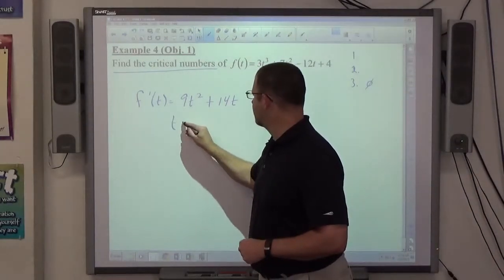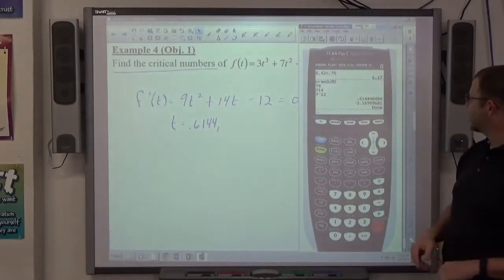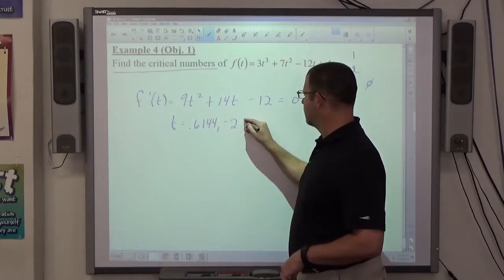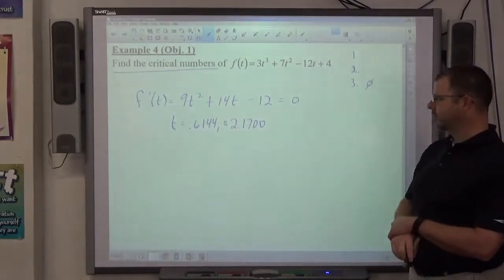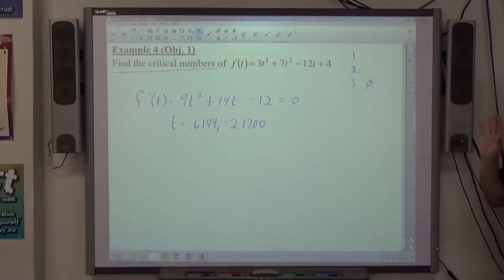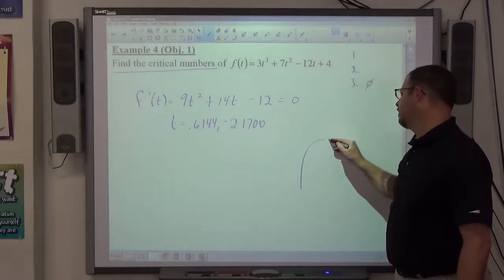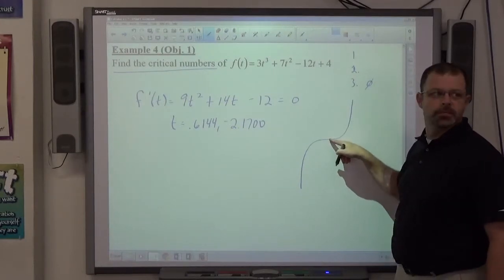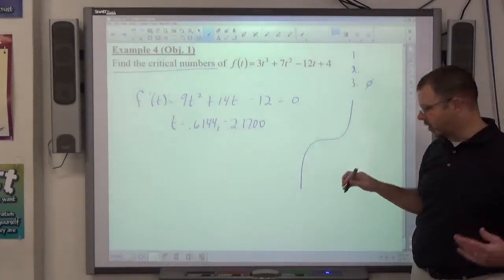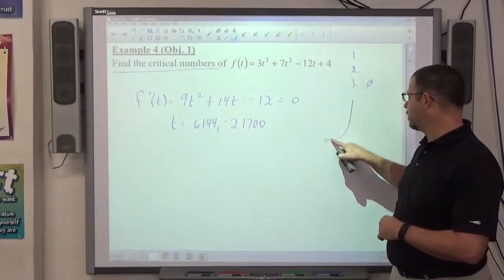So 0.6144 and negative 2.1700, rounded to 4 decimal places there. All right, those 2 values, things will happen. Okay, it'll hit a high point, a low point, maybe. Another reason the slope could be 0 is maybe the graph comes up like this, flattens out, then goes like that. That's a slope of 0 also. Doesn't necessarily at high or low point add a critical number. It just gives us the possibility something might happen to those 2 points. So let's investigate those further.